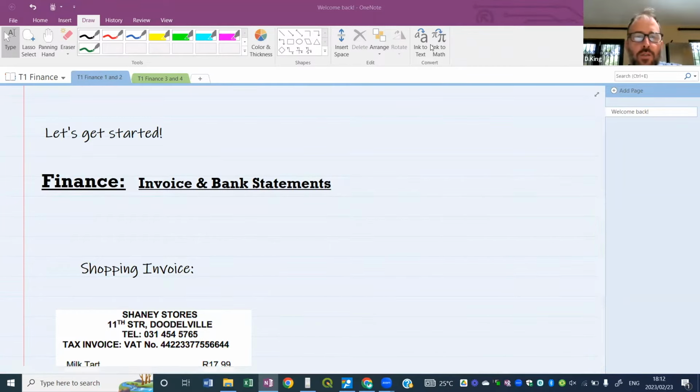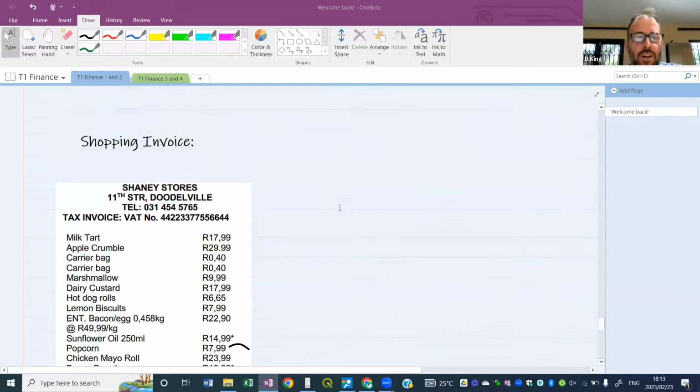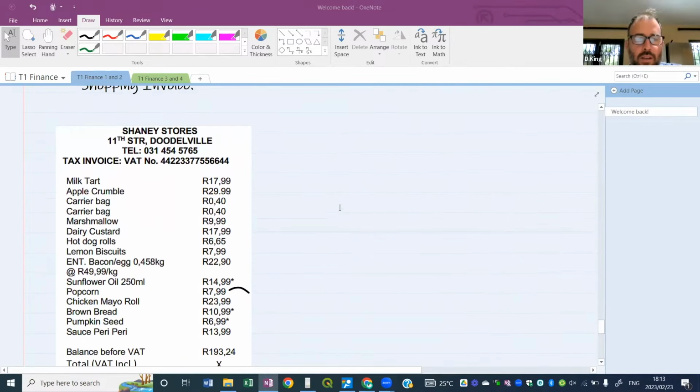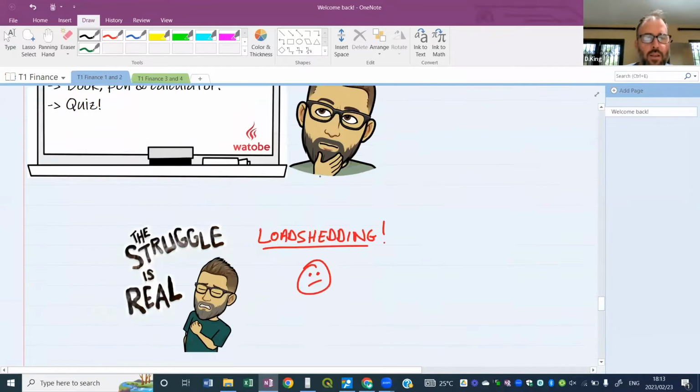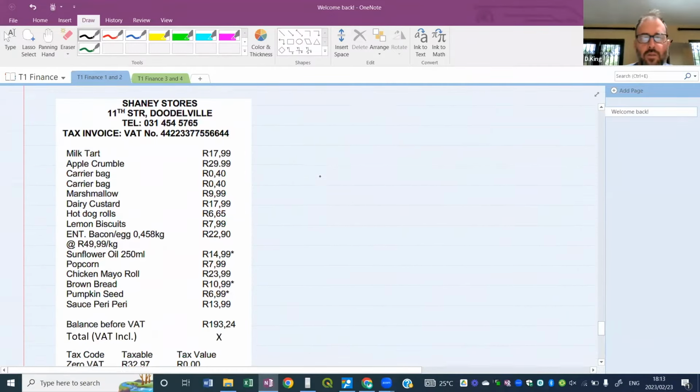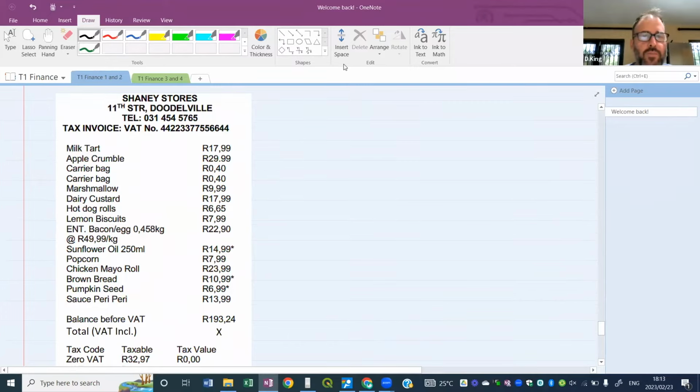We are going to look at a very common invoice here. All right, you've seen it all before, I'm sure. We have a shopping invoice here. Every single store that is VAT registered should be printing out one of these for you. And on this invoice is a lot of information.